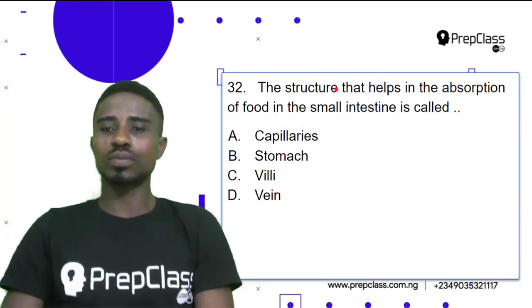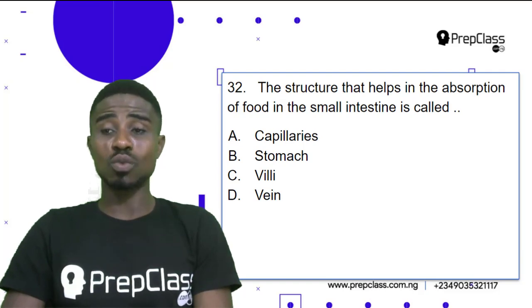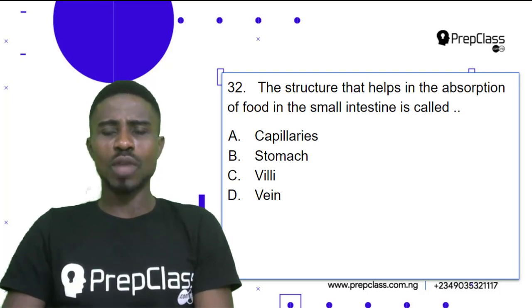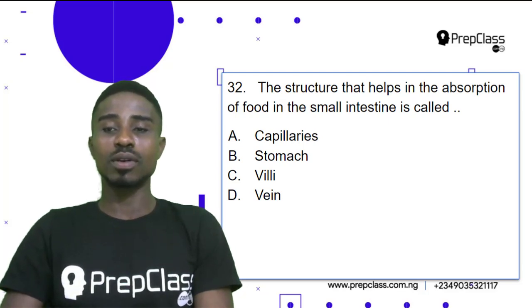Question 32. The structure that helps in the absorption of food in the small intestine is called A. Capillaries, B. Stomach, C. Villi, D. Vein. For us to carefully select the correct answer, we need to analyze all of the options and see which one best answers our question. Now, our question is talking about the absorption of food in the small intestine. What structure is responsible for this or helps in carrying this out?